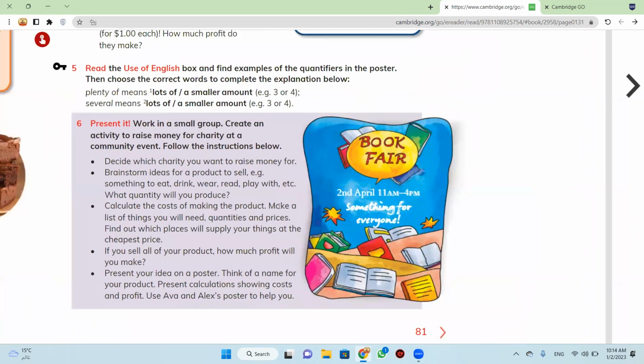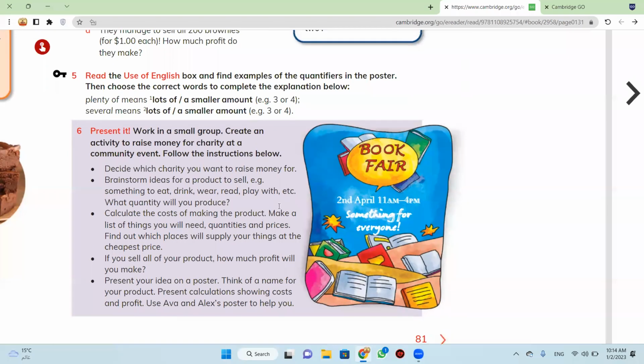The activity number 5, read the use of English box that we just did and find examples of quantifiers in the post. Then choose the correct words to complete the explanation below. Plenty of means lots of or a smaller amount. Several means lots of or a smaller amount.